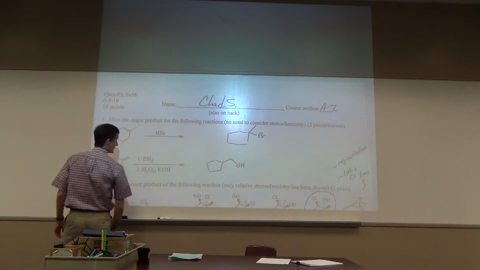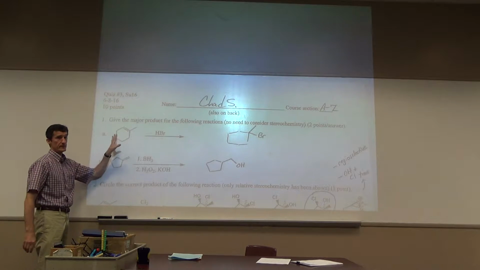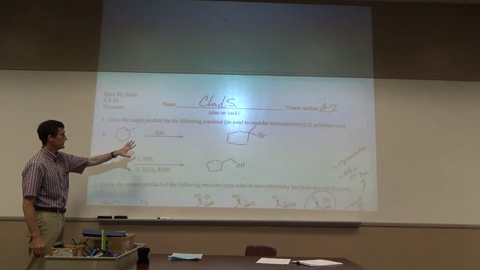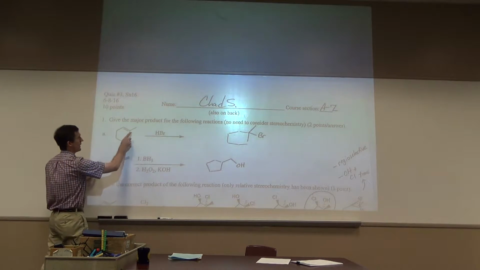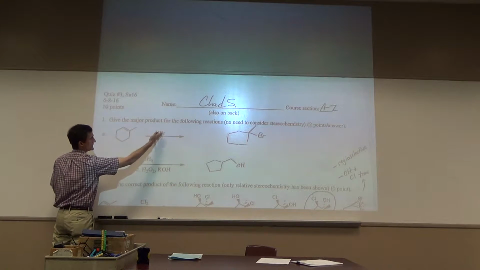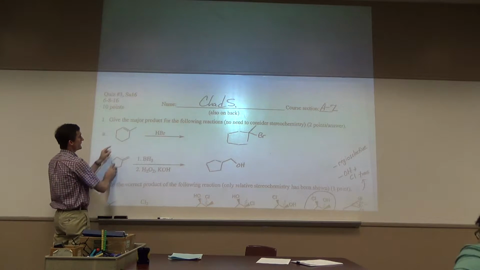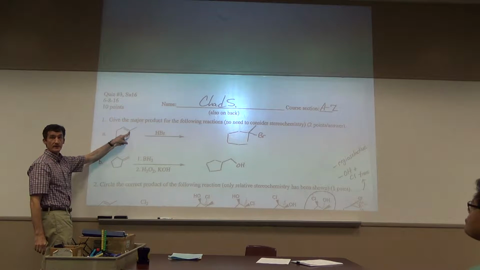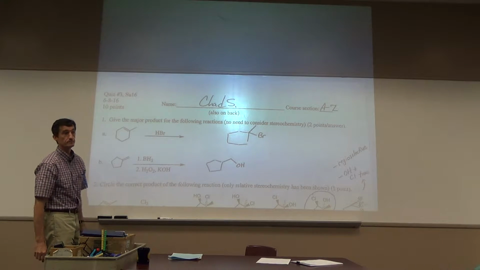You got to think mechanistically. You can write anything. I didn't write anything. Everything was in my head. But you can even just draw out the mechanism. Alkene attacks H+. That's all we have here is H+. The cation is here, right? And then Br attacks there. Boom. Okay.